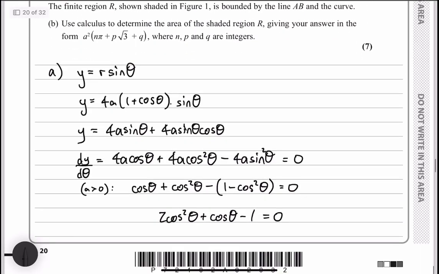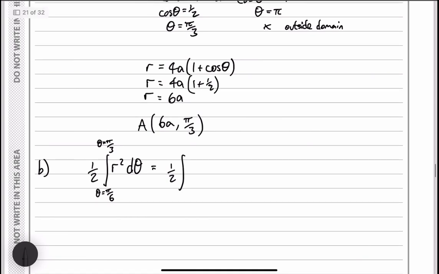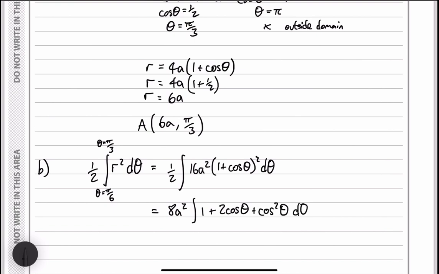So we've got a half, that's part B, a half R squared d theta from theta equals pi by 6 to theta equals pi by 3. And that is a half times the integral of, we've got R on the screen there, so that's 16a squared, 1 plus cos theta squared. So I know a is a positive constant, I can take that and the 16 outside, divided by the 2, we've got 8a squared, and then we've got 1 plus 2 cos theta plus cos squared theta d theta.